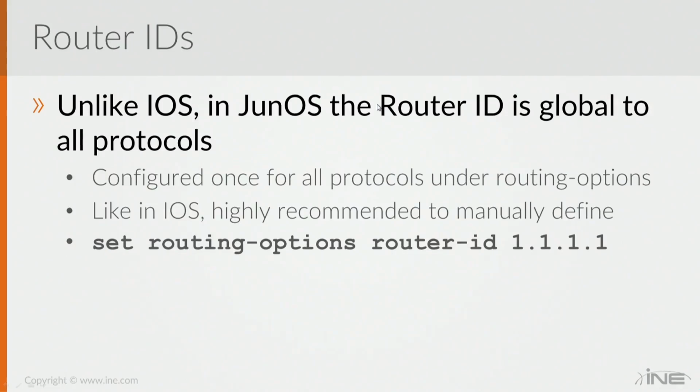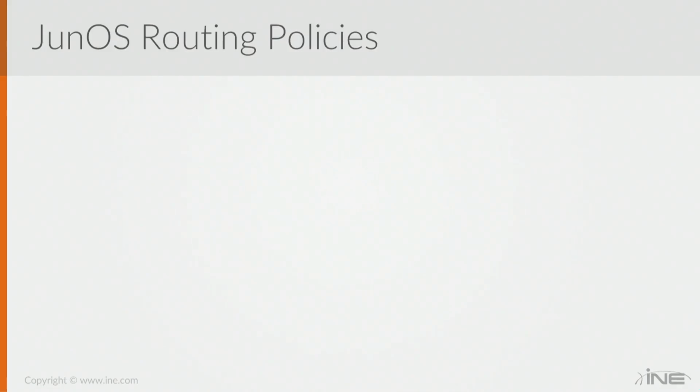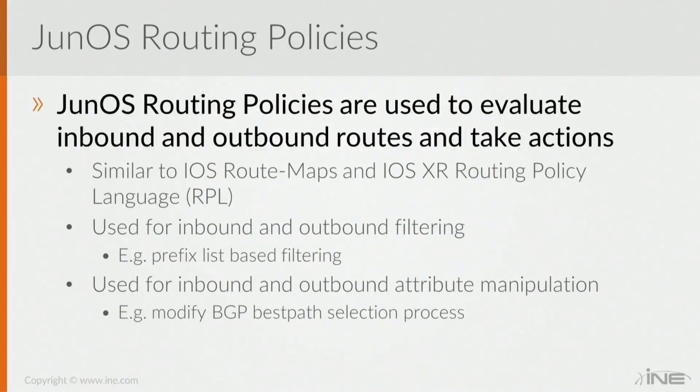Now the next step that we have before we start the IGP process, and first we're going to look at RIP version 2 here, is to define a routing policy. Now, a routing policy is going to be similar to a route map in iOS or the routing policy language, the RPL, in iOS XR.